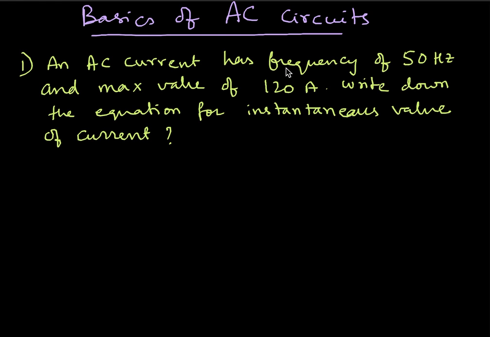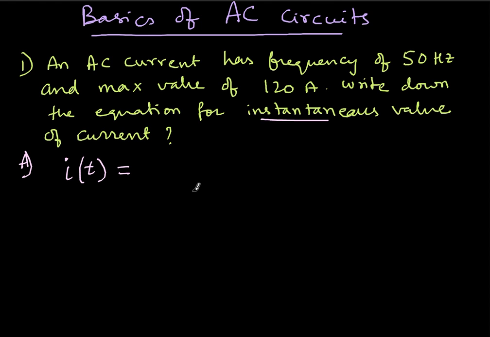An AC current has the frequency of 50 Hertz and a maximum value of 120 amperes. Write down the equation for the instantaneous value of the current. So we know that alternating currents are in the form of a sinusoidal equation. So basically I can answer the question as this. The current i, instantaneous value. Instantaneous values are typically given a small letter. So i of t, because it signifies instantaneous value, that means at every instant, which means if I substitute the value of t at that time, I'll get the i.